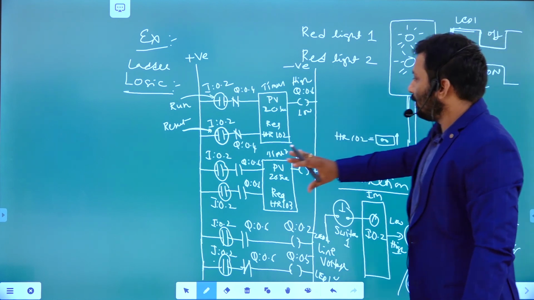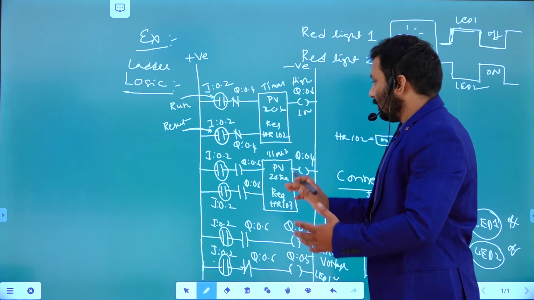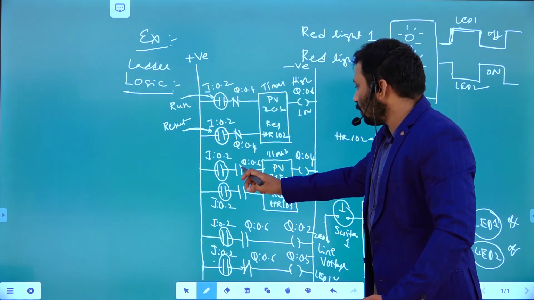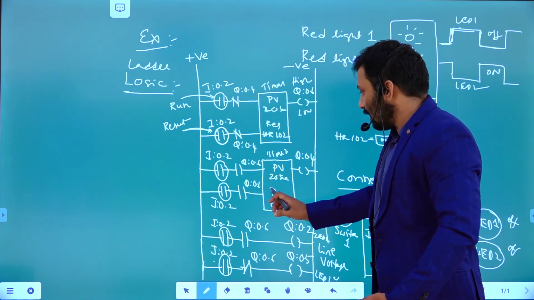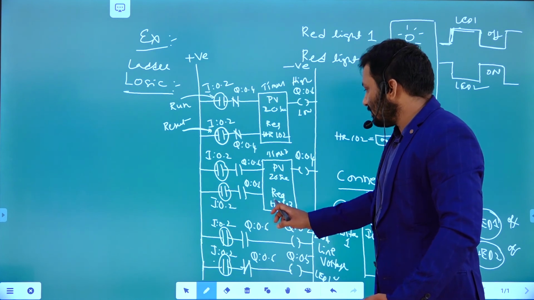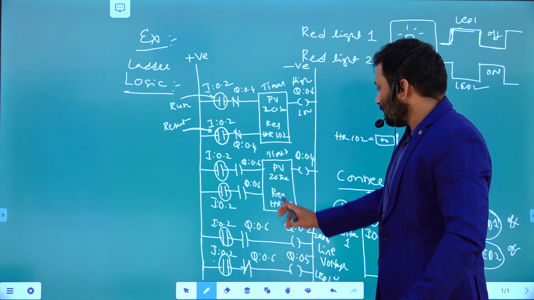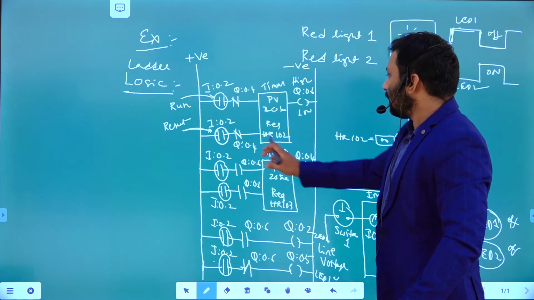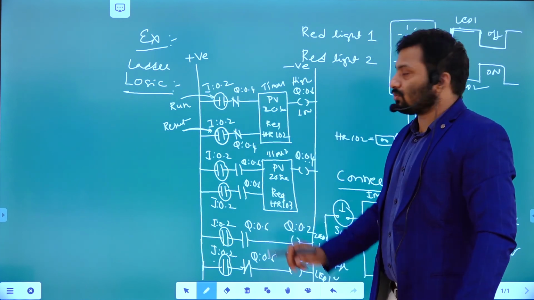These two are going to operate alternatively, right? So whenever this is high, timer 2 is going to reset and start running up to 20 seconds. This is going to be low only. After that, it's going to be high. Then it's going to disconnect.